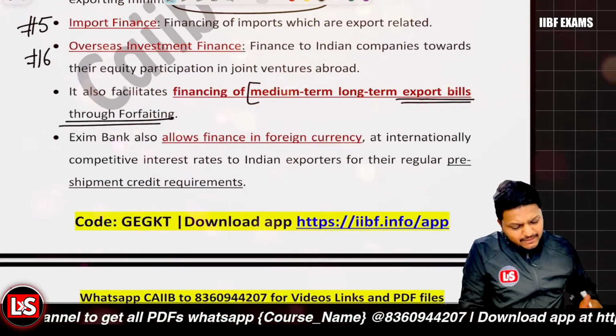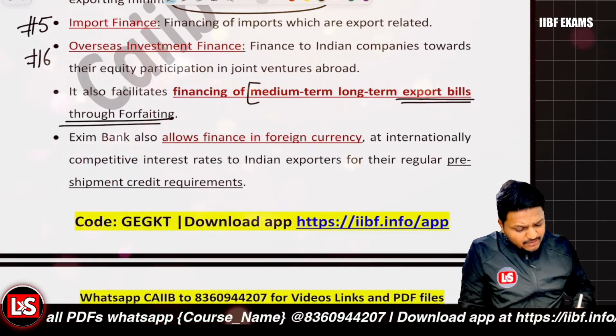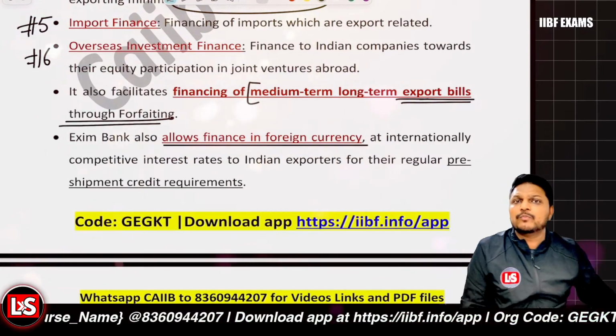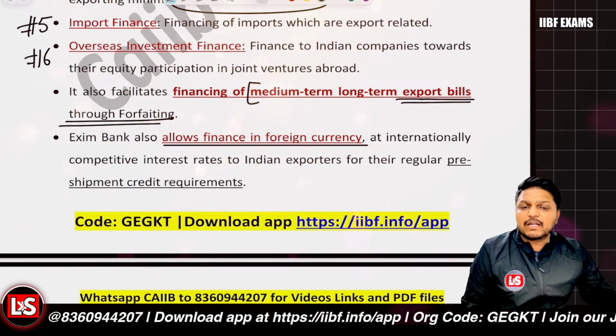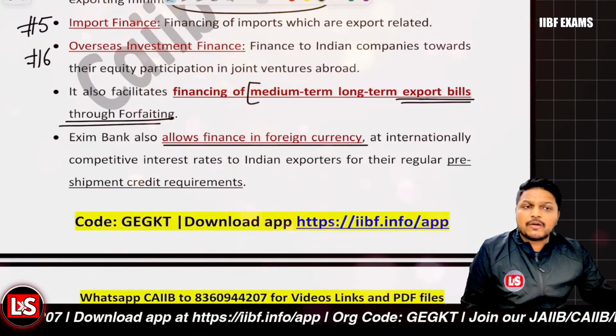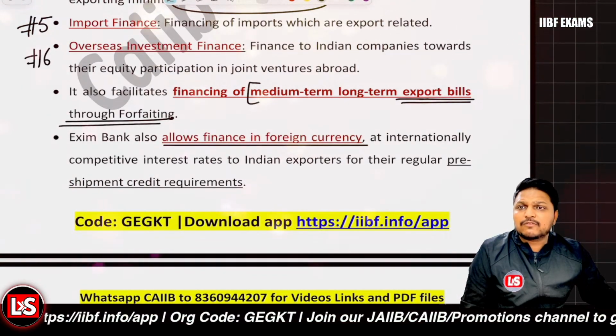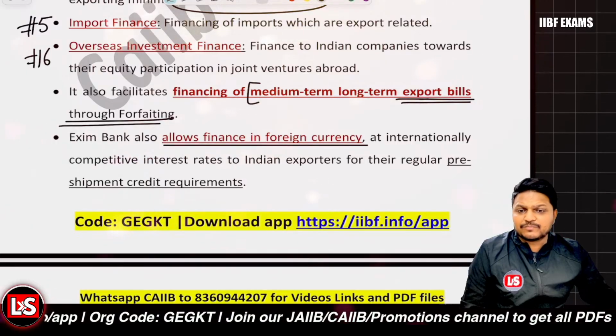And also the Exim Bank allows the finance in foreign currency at a competitive interest rate. So it's not the case that they are going to provide you rupee finance only. They can be giving you the foreign currency finance also. So that can also be done. Clear so far?